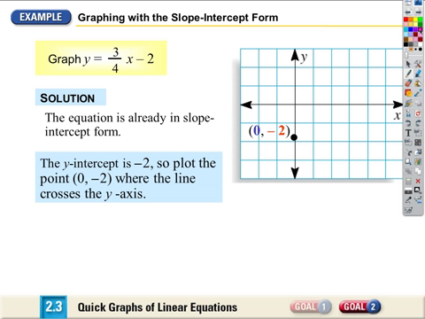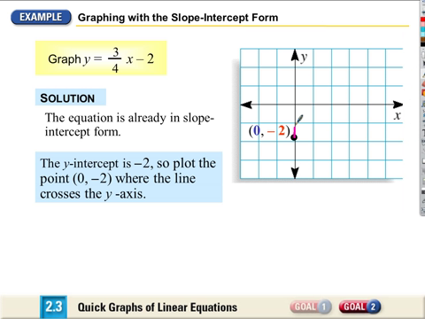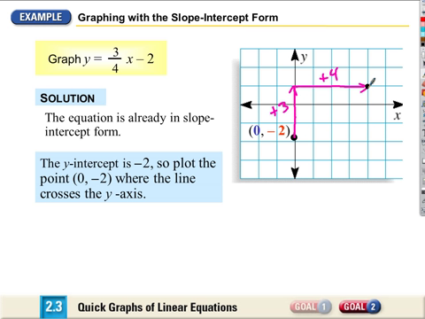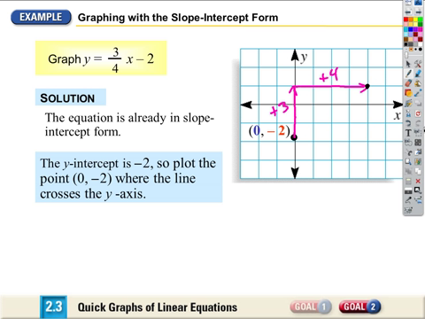Okay, so we're going to start at this point then, and we're going to rise by 3. Right? And then what's my run? Go over by 4. 4, okay. So we're going to go this way, 4, and then there would be my second point. Then I just connect and extend. Okay, make sense?